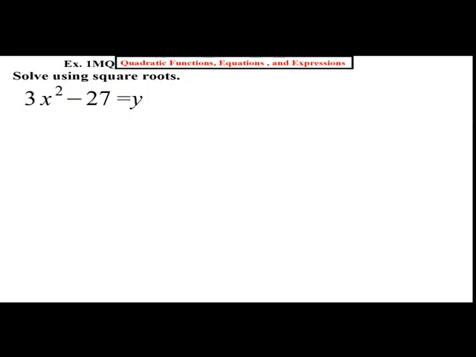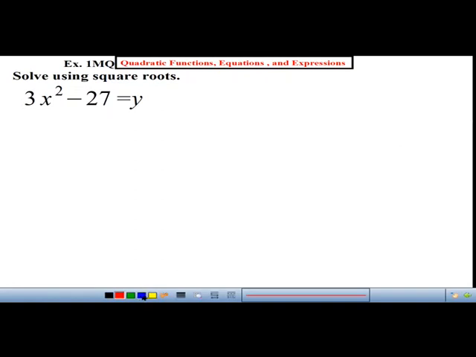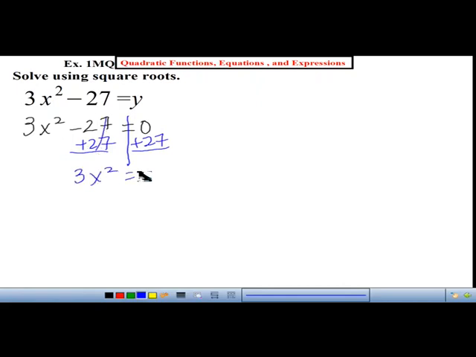All right, let's solve this one together. Same process. What do I do first? Vanessa. Make the y 0. So we're left with 3x squared minus 27 equals 0. Next step. What do I write? Kevin, tell me what to do. Add 27 to each side. Thank you. We end up with 3x squared equals 27.